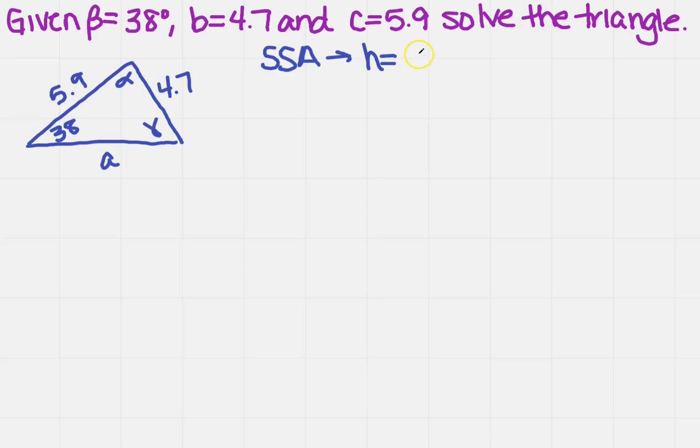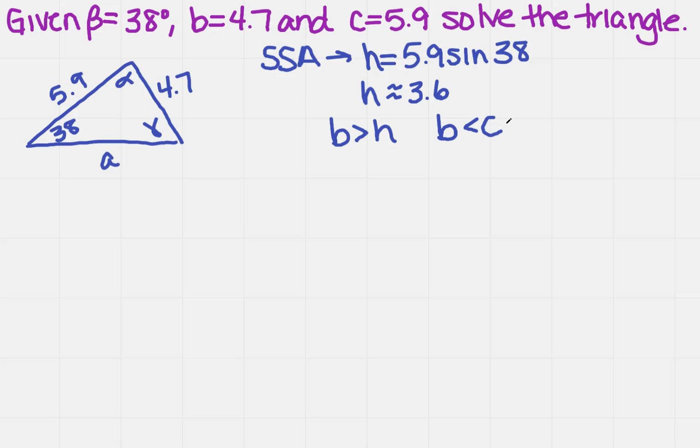So H is going to equal 5.9 times the sine of the only angle we were given, which is 38. And when I do this on my calculator, I get approximately 3.6. So what does that tell me? Well, I need to talk about that in relationship to b and c. If this is H and b is 4.7, b is going to be greater than H. So far, so good, right? And how do I relate b to c? Well, b is less than c. So what does that tell me? Well, that tells me that I'm going to actually have two triangles.